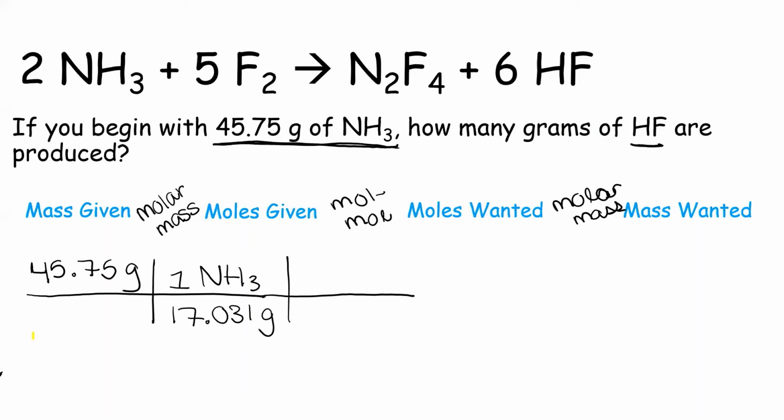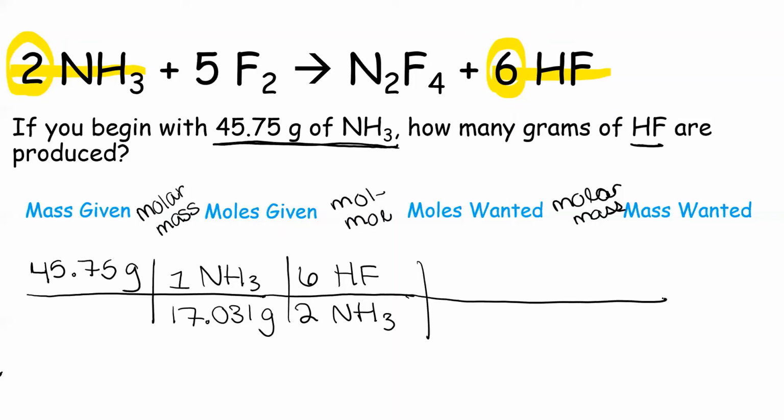Next, I need to find the mole-to-mole ratio between ammonia and hydrofluoric acid. Remember, you're always looking at the coefficients. In this case, I'm going to put 2 moles of ammonia on the bottom is equivalent to, or produces, 6 moles of hydrofluoric acid on top. So that is my mole-to-mole ratio, which I've put right here.